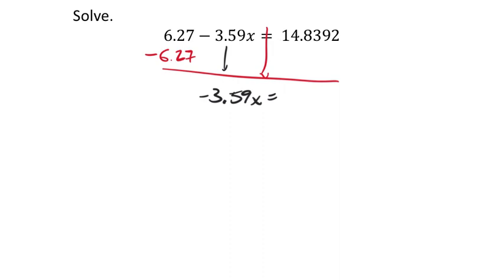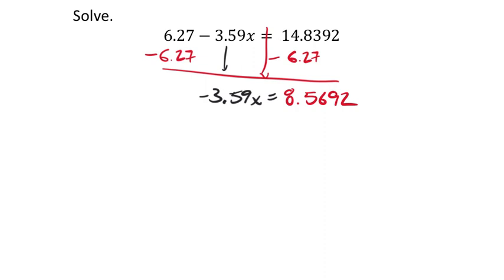So 14.8392, I also need to subtract 6.27. And again, I don't care that I'm lining up the place values now because I'm just going to type this into the calculator and then see what it gives me. And it says it's 8.5692. All right, that's pretty good.